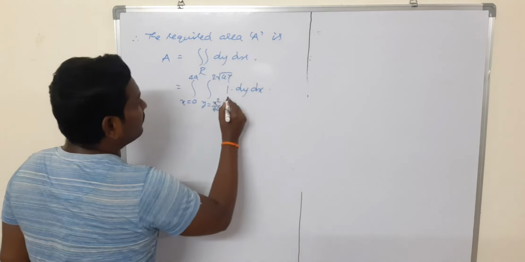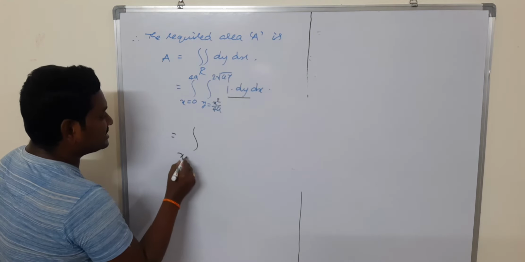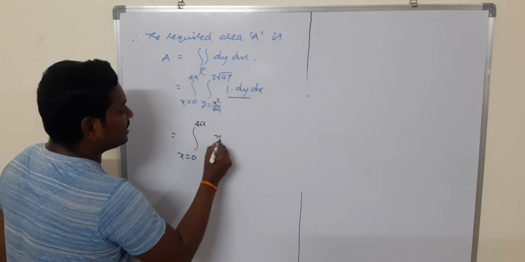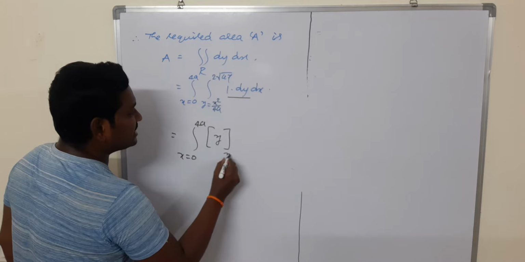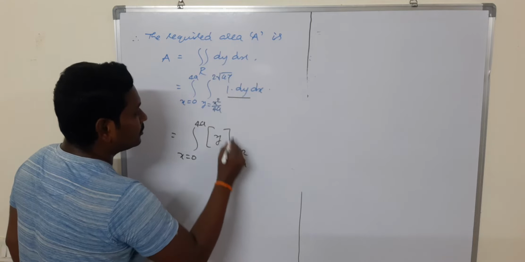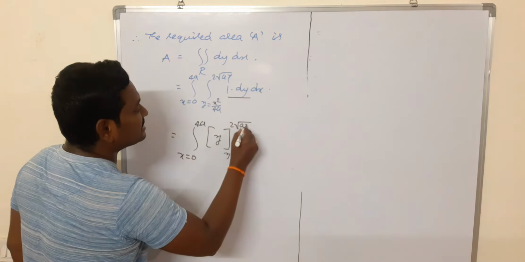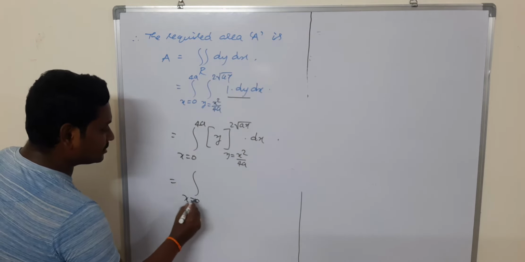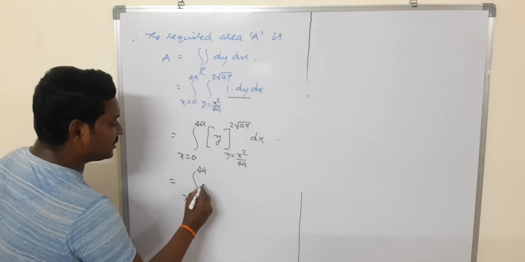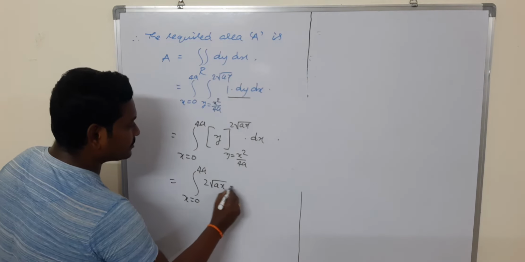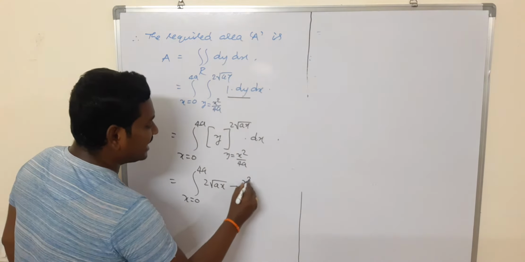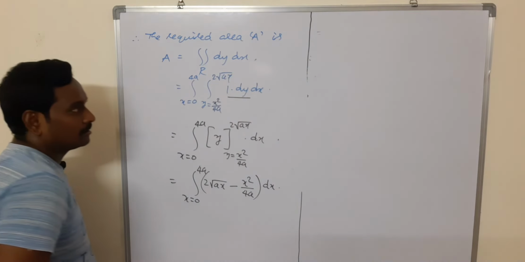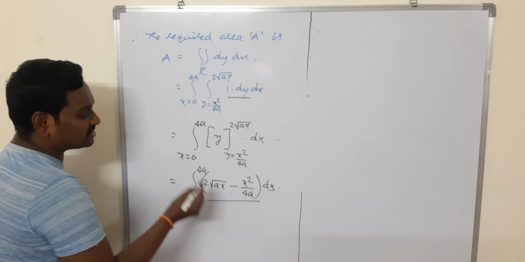So what is the integral 1 dy? Integral x is equal to 0 to 4a. Integration of 1 with respect to y is y within the limits y is equal to x square by 4a to upper limit 2 root over ax, into dx. Apply the limits. By applying upper limit, you will get 2 root ax minus, by applying lower limit, you will get x square by 4a, whole into dx. Now take the integration with respect to x of this term.